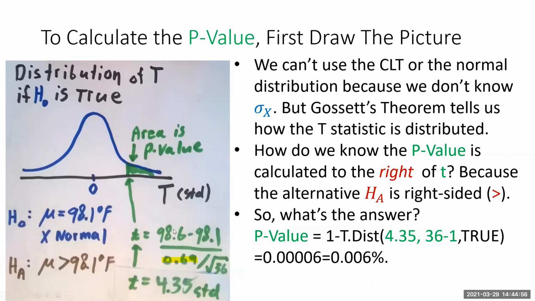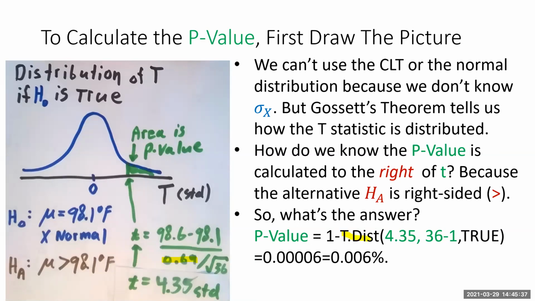And because of the S on the bottom that changes every time you get a new sample, it changes the distribution of T. So you do that, and you get your T-score is 4.35 STDs. And now the question is, what's the probability that Anne could get such a big T-score just by accident if the null hypothesis was true? So she needs the area to the right of 4.35 STDs.